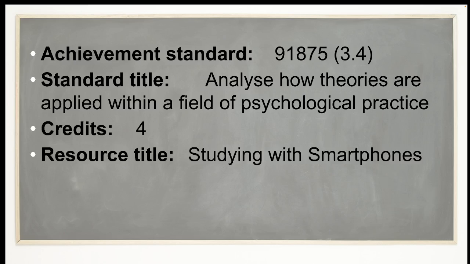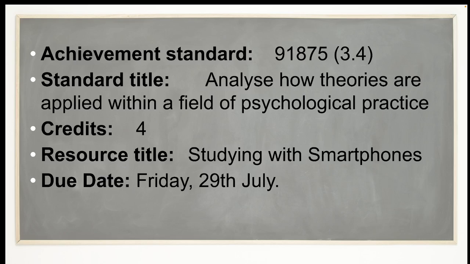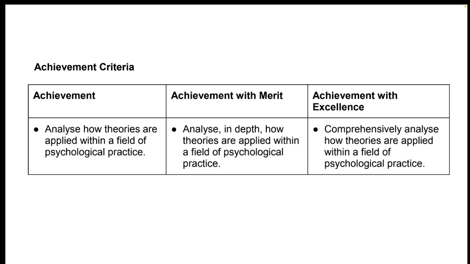Right, so this is 4 credits. Now the resource title is Studying with Smartphones. Leading into this assessment, we were looking at a whole bunch of theories of memory and learning and how they might have been influenced by smartphone technology. Things like working memory, cognitive load, the multi-store model, etc. Right, so we'll quickly go through the achievement criteria, and then I'll explain the task.